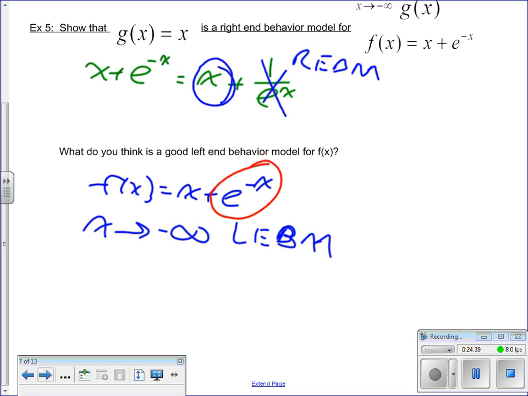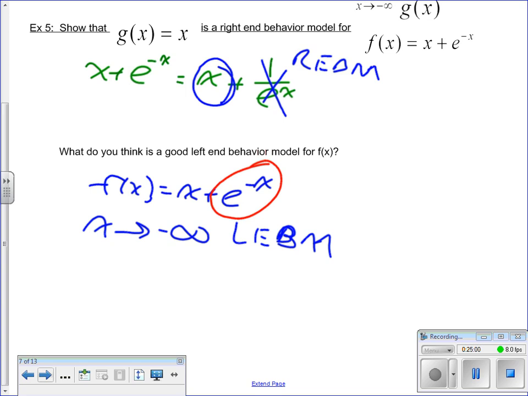In the middle, they don't line up anywhere near each other. But when you get really large and really small, you'll see things line up very closely. That's what an end behavior model does. So if we're asking a question like that, you'd have to say this is an end behavior model. You'd have to identify what it is.